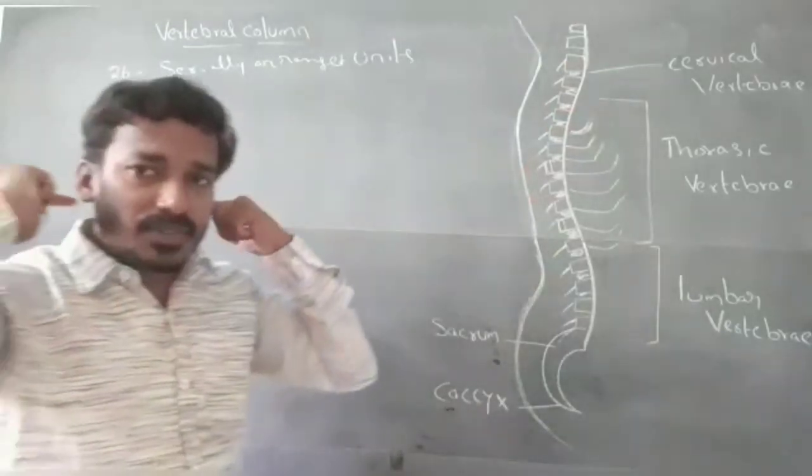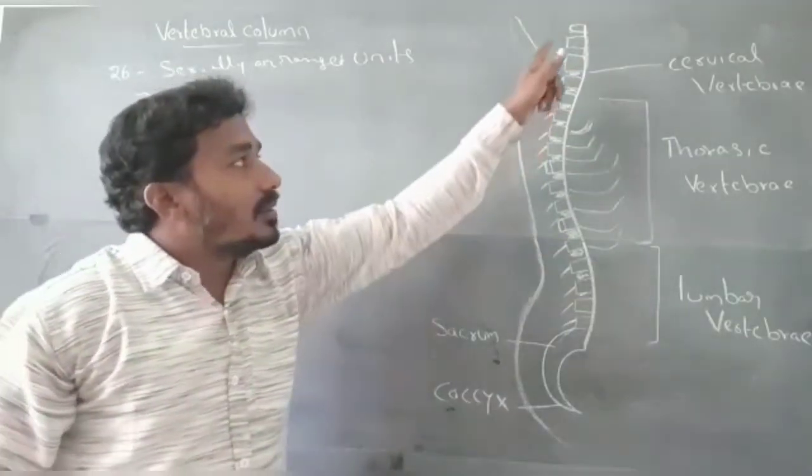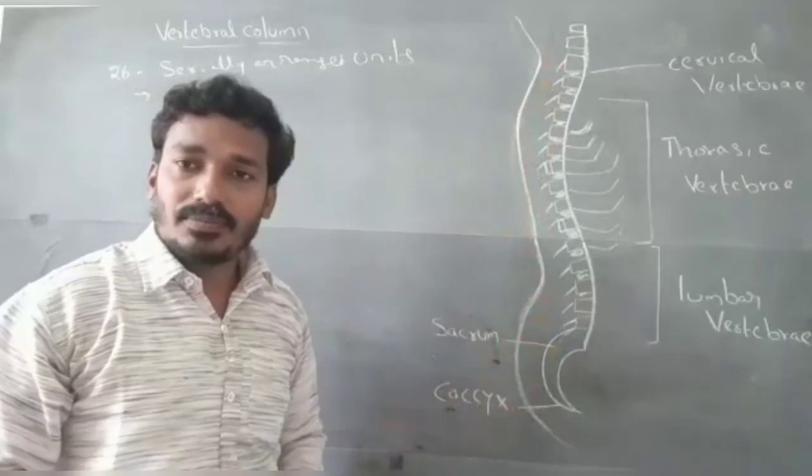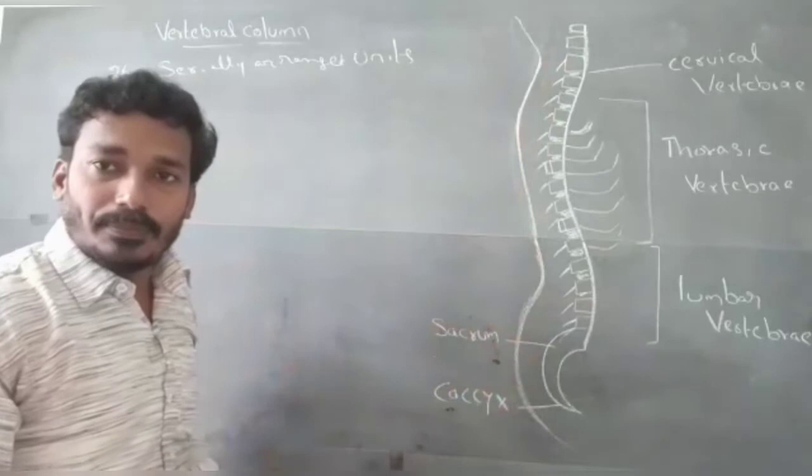The vertebral column starts from the skull region. It is the main framework of the trunk. It forms the main framework of the trunk region.